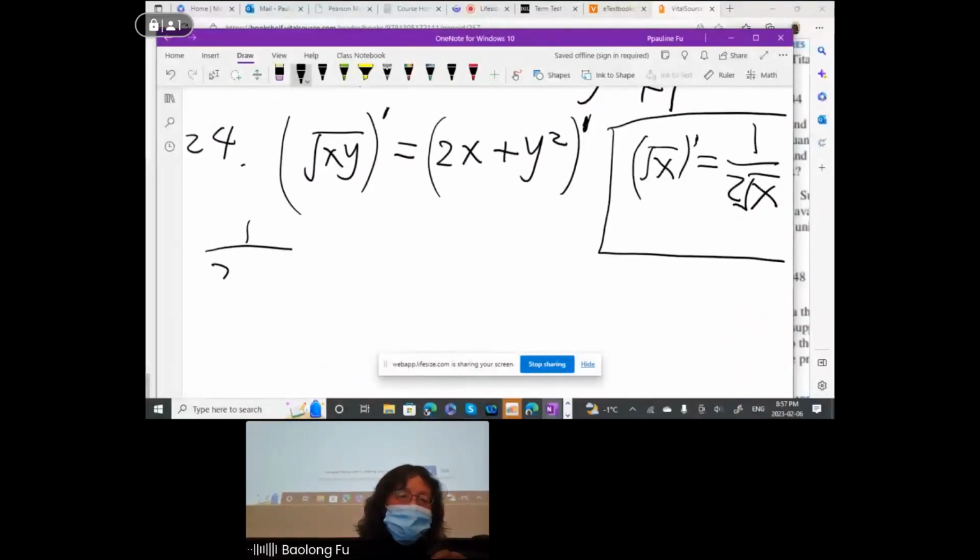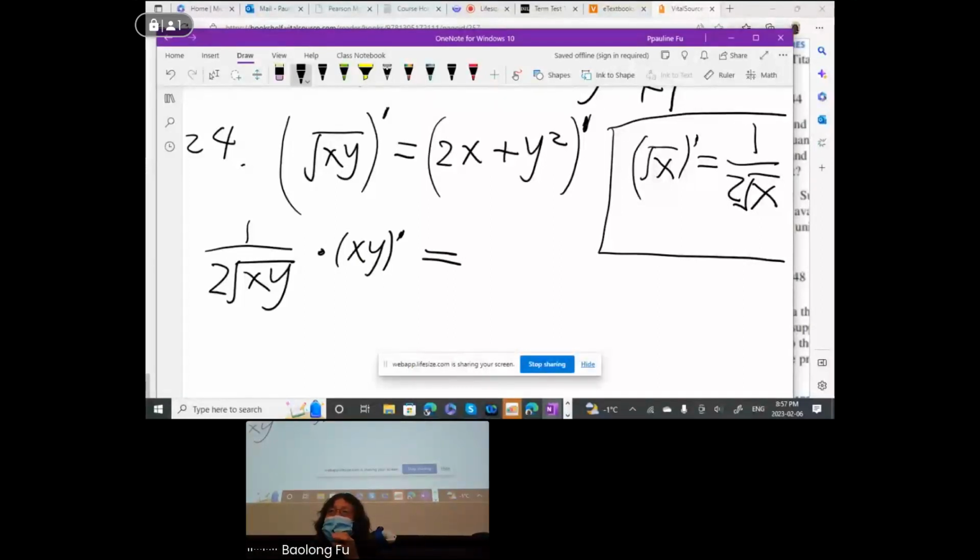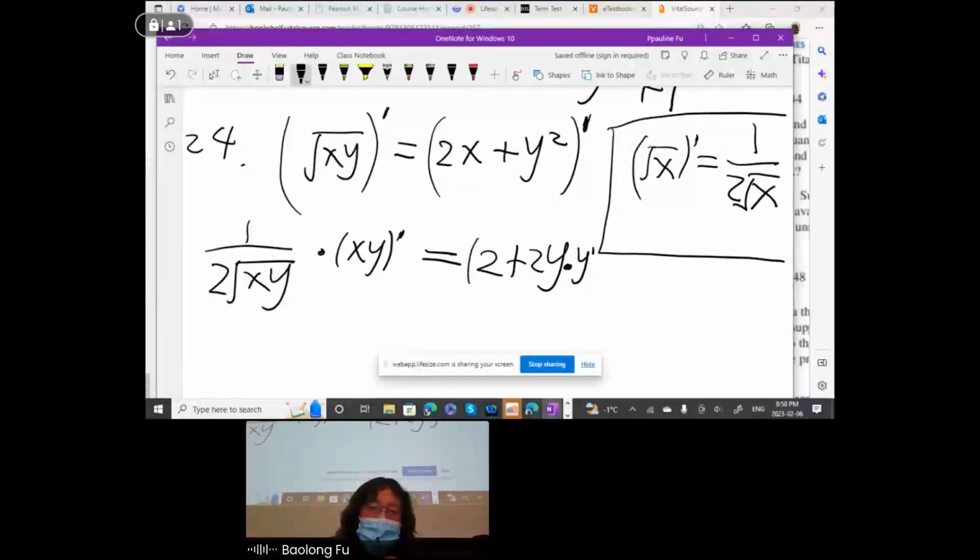It is 1/2 square root of xy, then chain rule. This is the left-hand side. Remember, we did a similar example in one question out of the 10 questions here. And for the right-hand side derivative, the derivative of 2x is just 2. The derivative of y squared is 2y times y prime. This is the right-hand side. Because y has x, you cannot just write down 2y. It is 2y times y prime.